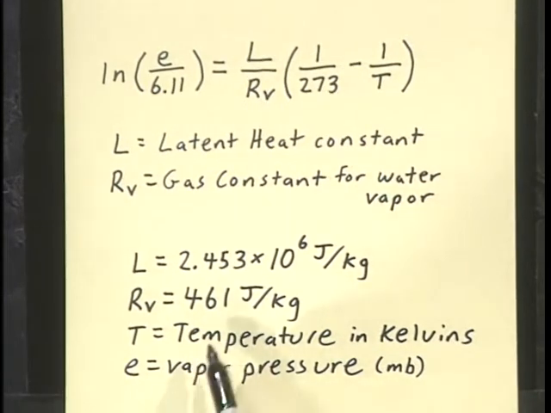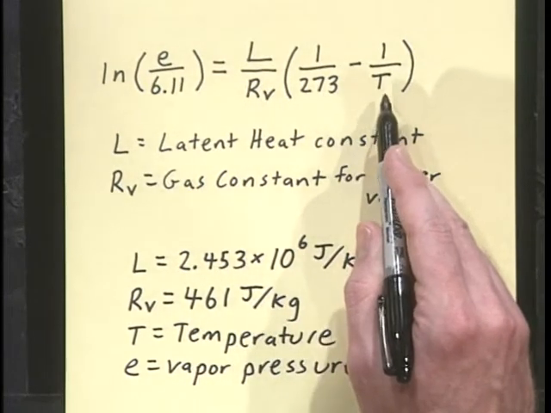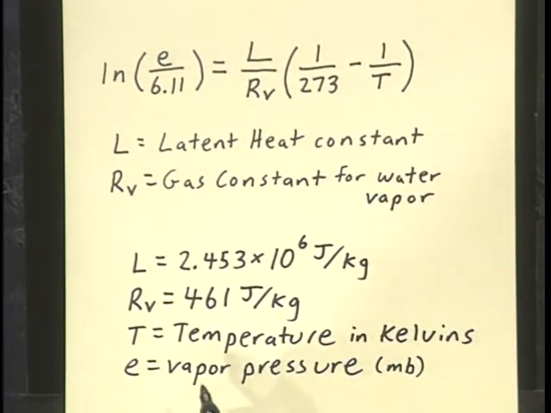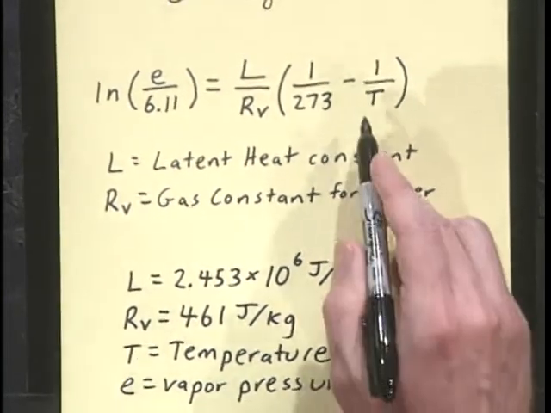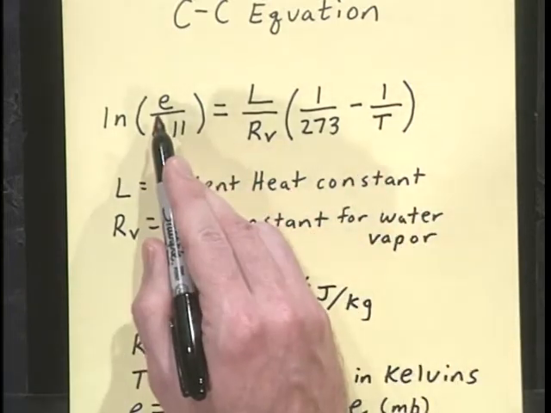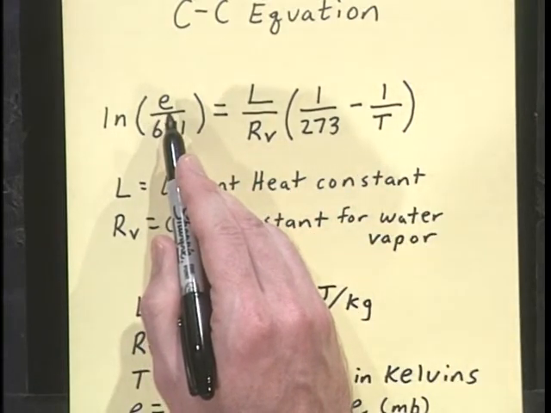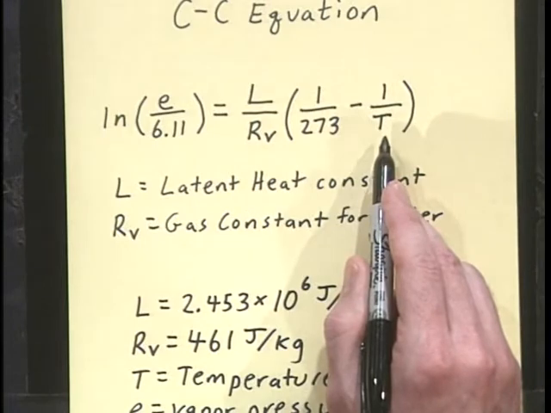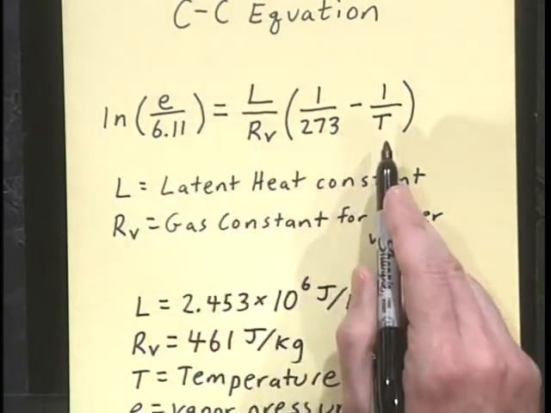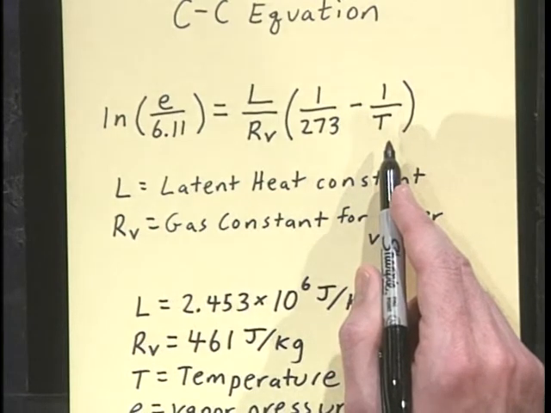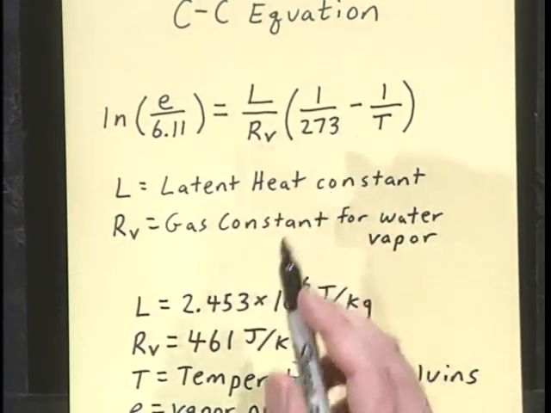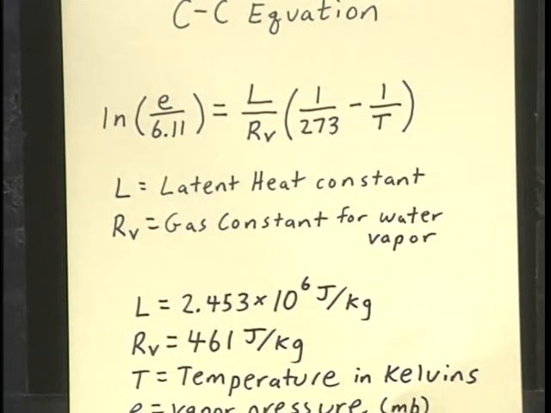The temperature that's plugged in the Clausius-Clapeyron equation has to be in units of Kelvin. And again, what's being found is the vapor pressure in millibars. So you plug in the temperature into this equation and solve to find the saturation vapor pressure. If you put the dew point in for the temperature here, then you find the actual vapor pressure. So if you know the temperature and the dew point, you can find the vapor pressure and the saturation vapor pressure. And this is the equation that is used to find the relative humidity.